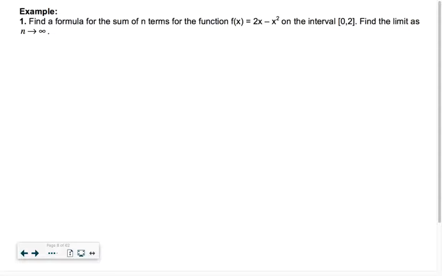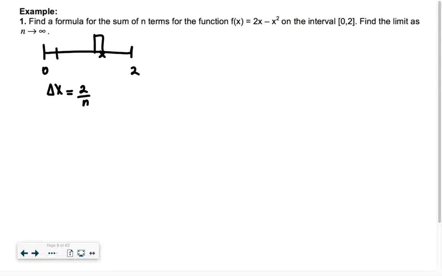Man, I should have done something more interesting than 0 to 2. Now you guys are going to think everything's on 0 to 2. If it was on 0 to 3, what would our width be? It'd be 3 over n, right? So we're on 0 to 2 again. So the width, delta x, is going to be 2 minus 0 over n, which is 2 over n.